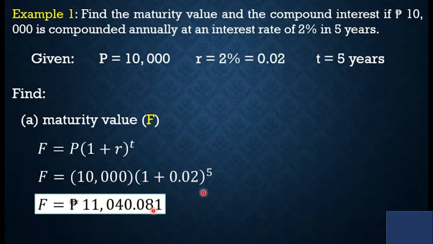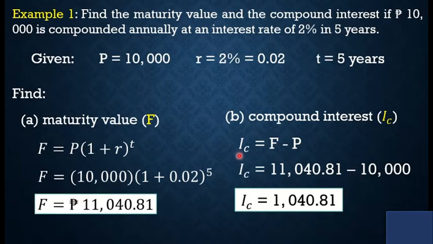Any questions? You can also add first: 1 plus 0.02 is 1.02 to the power of 5. Then multiply by 10,000. Okay? Proceed. Hello? Go? Yes, sir. Okay.